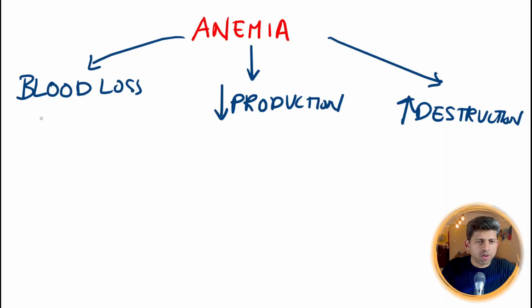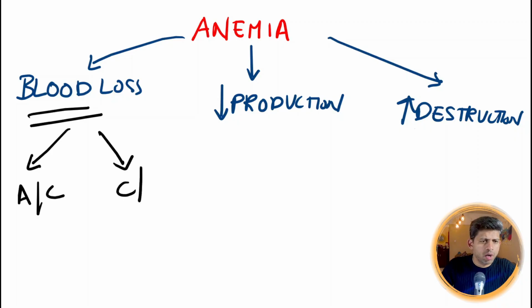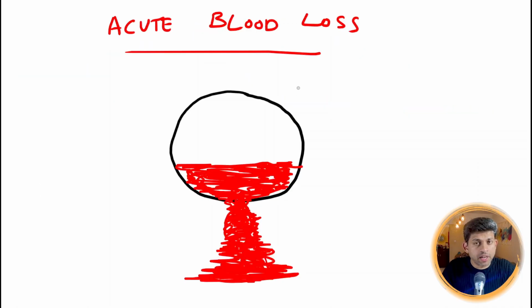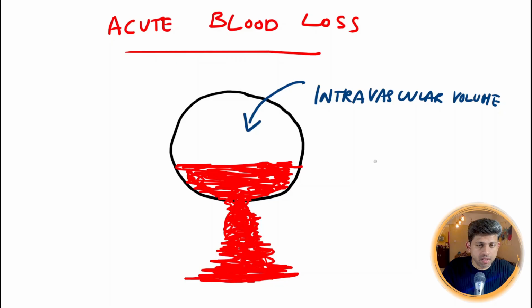Anemia due to blood loss forms one of the major categories in the classification of anemia. Blood loss can be acute or chronic. Both of these produce anemia through very different mechanisms. In acute blood loss, the immediate danger is not anemia, but the reduction in intravascular volume. If the blood loss is massive, the patient can develop cardiovascular collapse, shock, or even death. These effects depend mainly on how fast the bleeding occurs.